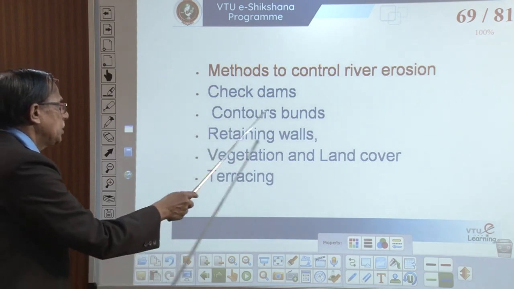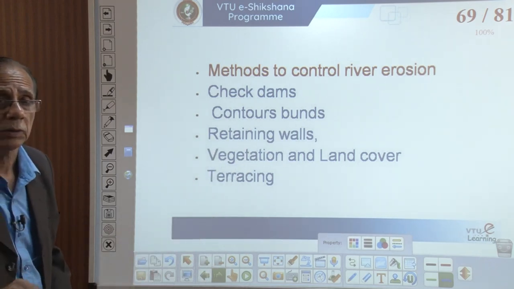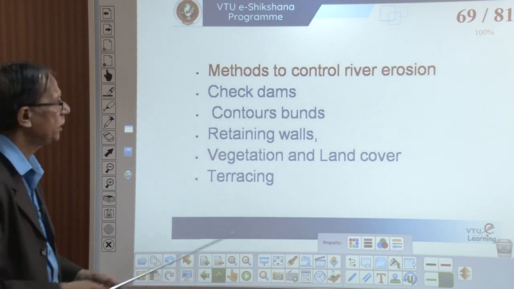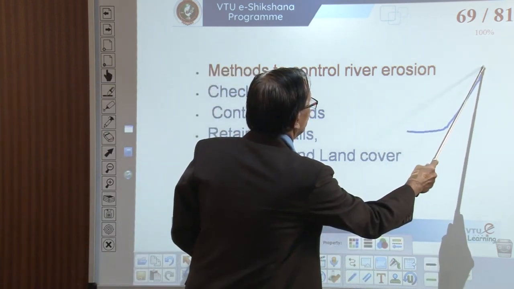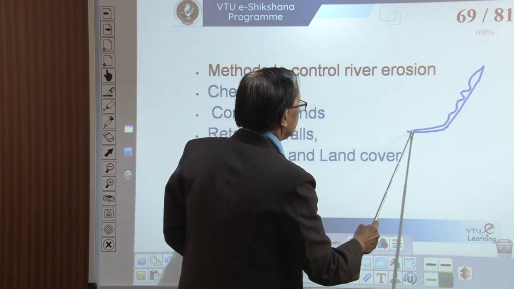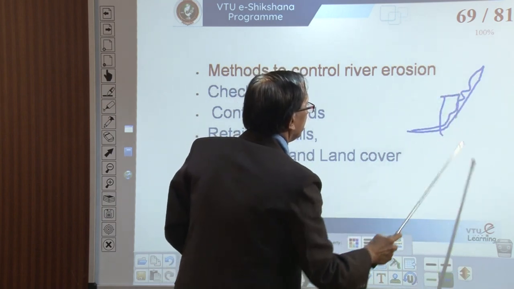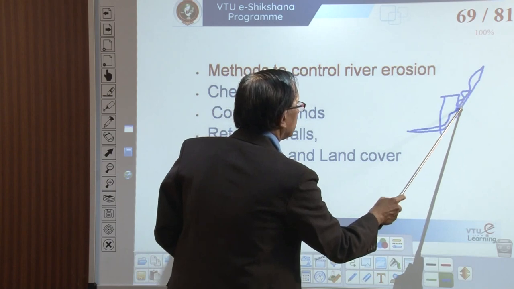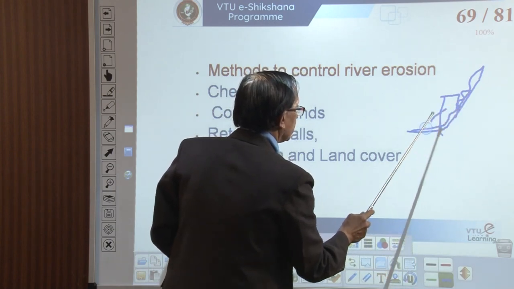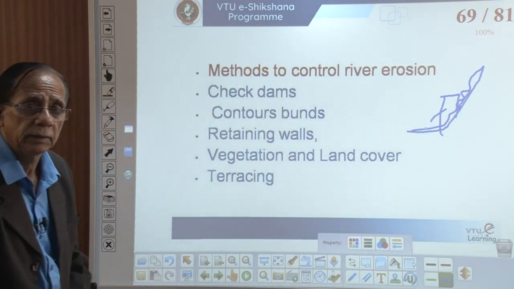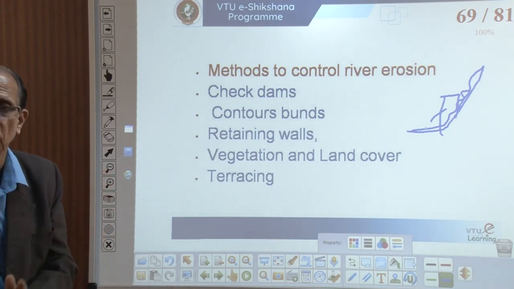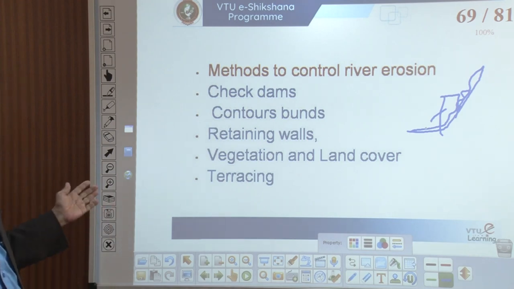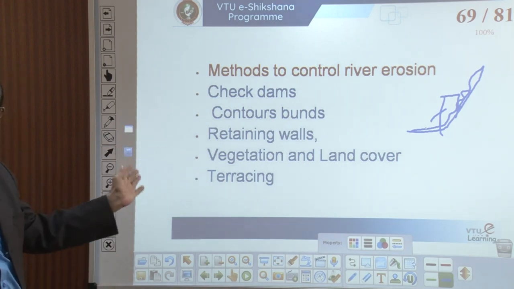But there are specific activities exclusively for erosion control, that is a retaining wall. Especially on the roadside, we have seen hill slope sliding and blocking the road. If we construct a retaining wall, we not only prevent soil erosion, but also protect the road from landslides. That is a dual purpose. A retaining wall helps not only to check soil erosion, but also landslide prevention and road safety.